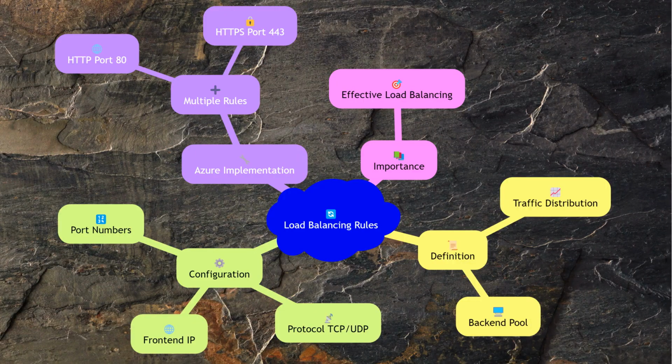Load balancing rules define how traffic should be distributed among the VMs in the backend pool. These rules specify the front-end IP configuration, the backend pool, the protocol, TCP or UDP, and the port numbers for incoming and outgoing traffic. In Azure, you can create multiple load balancing rules to handle different types of traffic. For example, you might have one rule for HTTP traffic on port 80 and another for HTTPS traffic on port 443. Understanding and configuring these rules correctly is essential for effective load balancing.